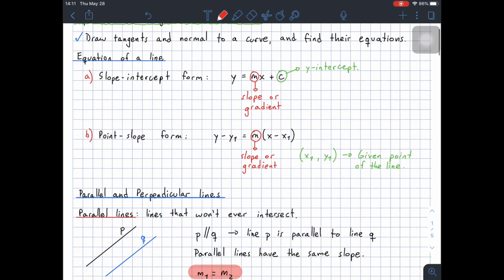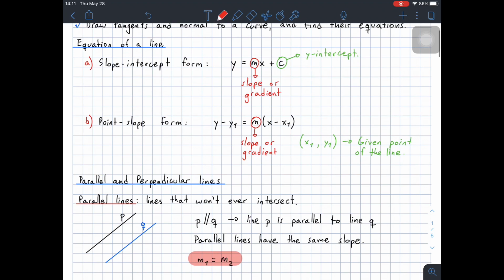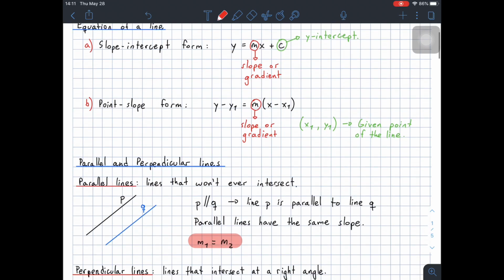So before we start with the specific topic, we're gonna review what the equation of a line is about. If you remember, there are two main ways in which we can write the equation of a line, right? The first one is the slope-intercept form, which is y equals mx plus c, where m represents the slope or gradient of the line, and c represents the y-intercept, that is where the line crosses the y-axis.